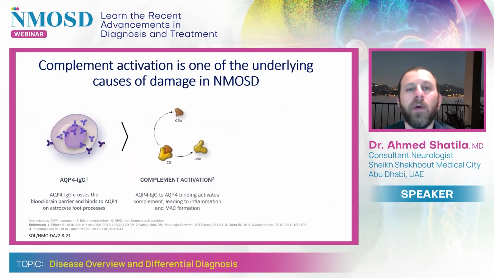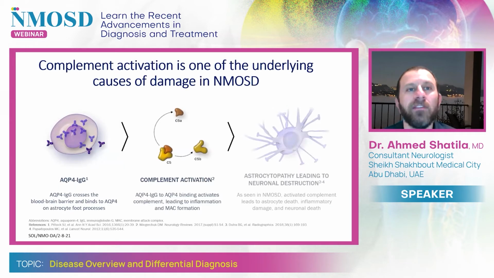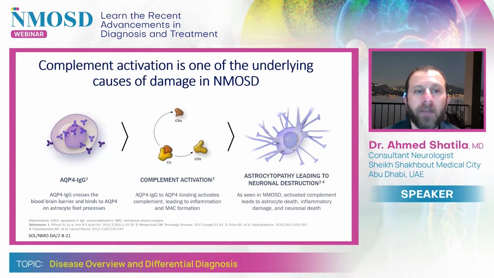What's the underlying process in NMO? It is felt to be a complement-driven disease. You do have an antibody, which is the aquaporin 4 IgG, which crosses the blood-brain barrier and binds to aquaporin 4, which is on the astrocyte foot process. Now, astrocytes are important for helping form the blood-brain barrier.